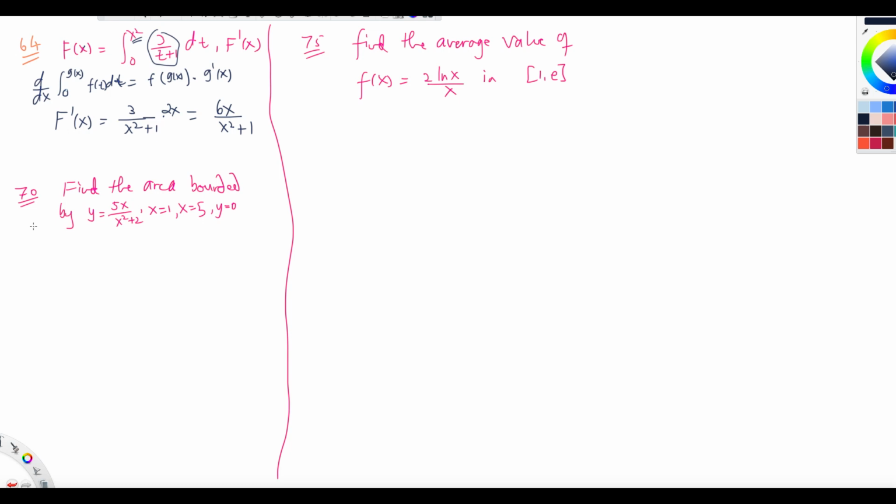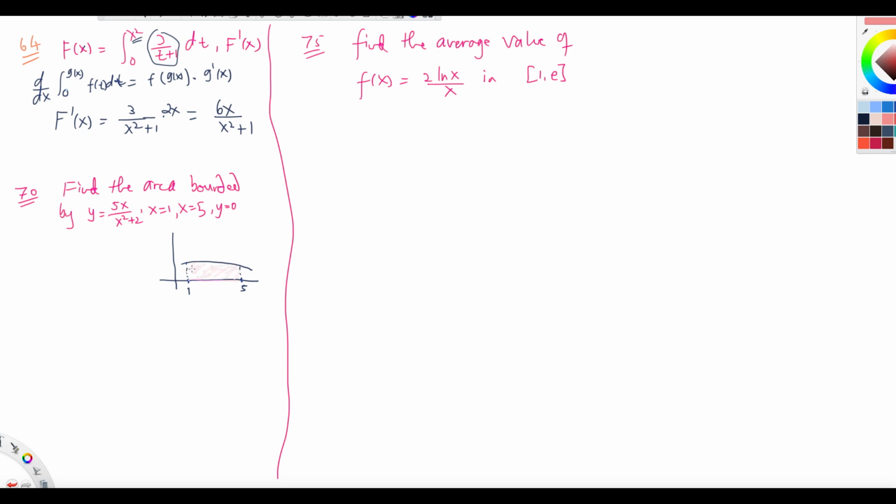Okay, so next is question number 70. Find the area bounded by that. If you plug it into your calculator, between 1 and 5, the graph looks like this. So you are trying to find the area bounded by 1 and 5. This is y equals 0, and this is y equals 5x over x squared plus 2. So you are trying to find the area bounded by that.